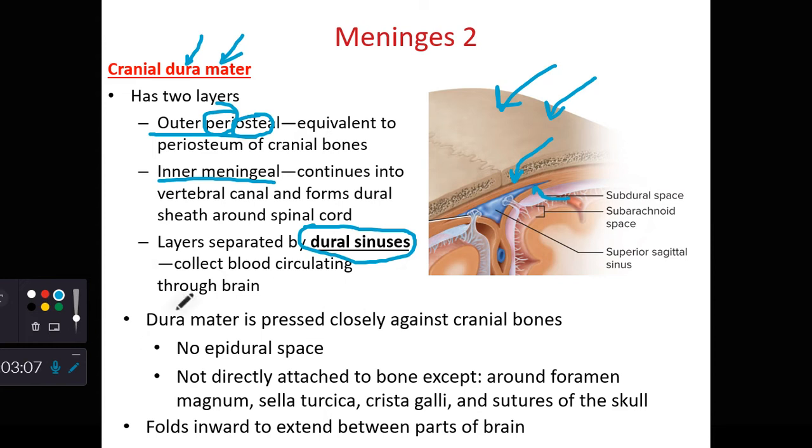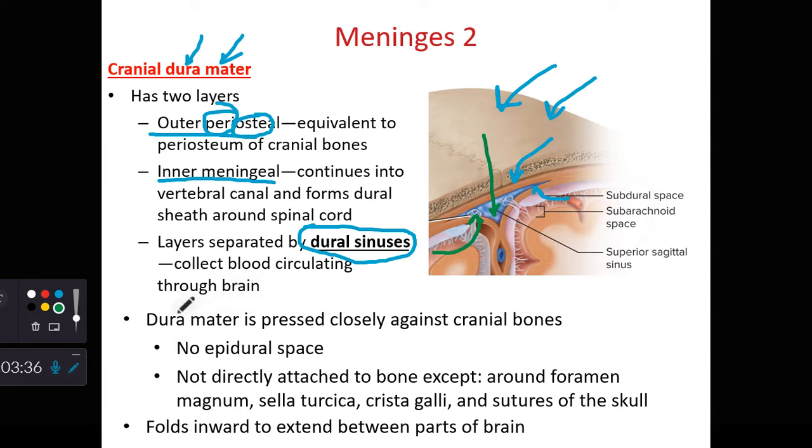These dural sinuses in between them are going to be reservoirs or pools that help to collect blood that's circulating through the brain. These dural sinuses also serve as a pressure release valve. As we look at the dural sinuses, you can see how there's an extension of the arachnoid mater going up into the dural sinus. This extension helps to regulate pressure within the brain, particularly pressure from the cerebral spinal fluid.